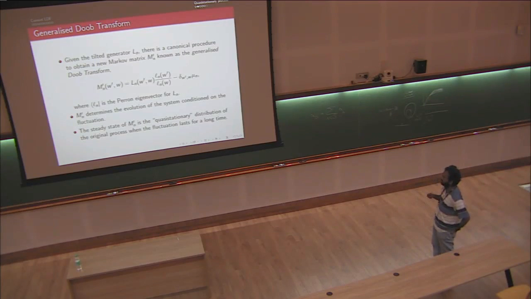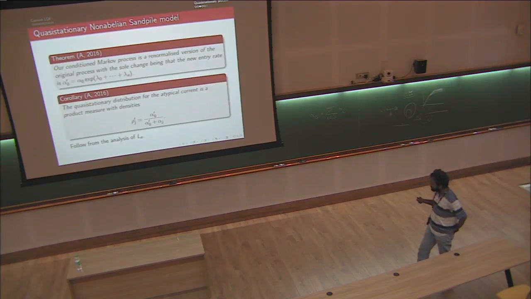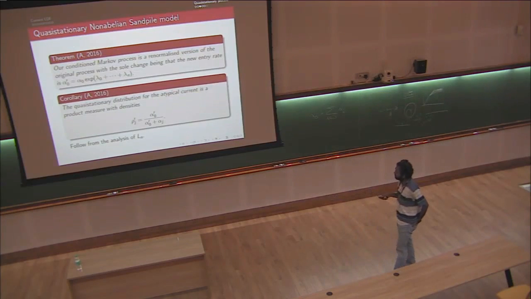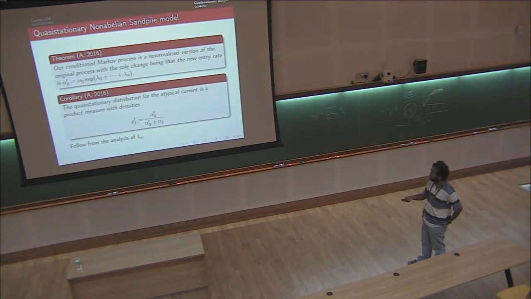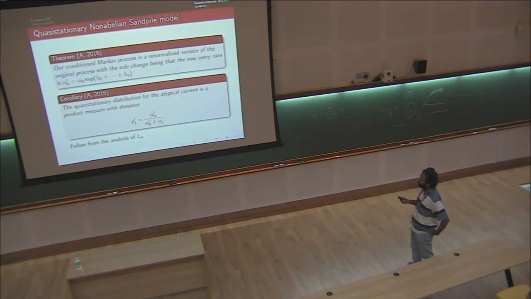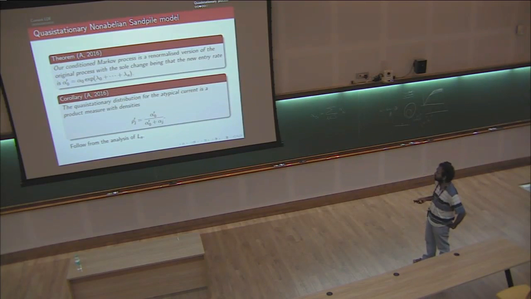So this is just some technology. And the main result for this system is that the conditioned Markov process for this exclusion process that I'm studying is nothing but a renormalized version of the original process, with the only change being alpha 0 being replaced by alpha 0 prime. All the other alpha i's remain exactly the same. The only thing that changes is that the entry current changes to this. So this is the main result, and I'm almost done.